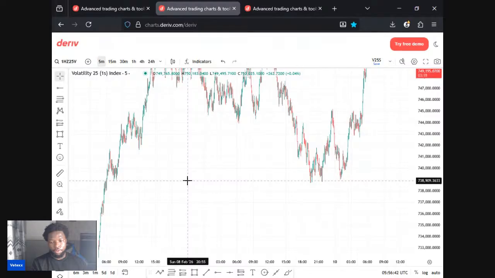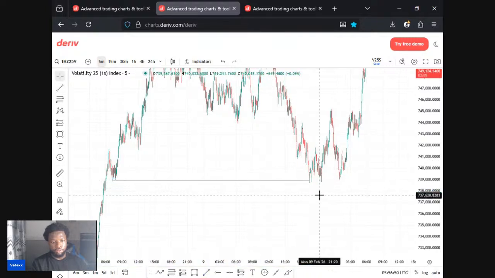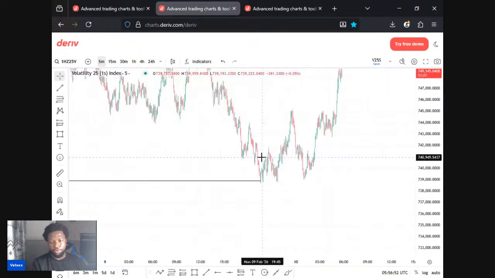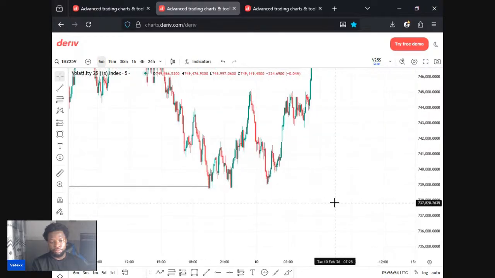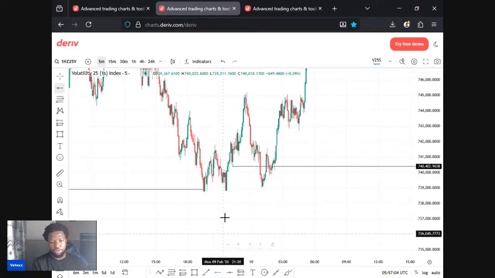So this was the setup that we missed. This is a sweep of liquidity here. Don't know how we missed this. This is a sweep of liquidity here, and then this was what is structural liquidity, and this was protected, and this is our point of interest.